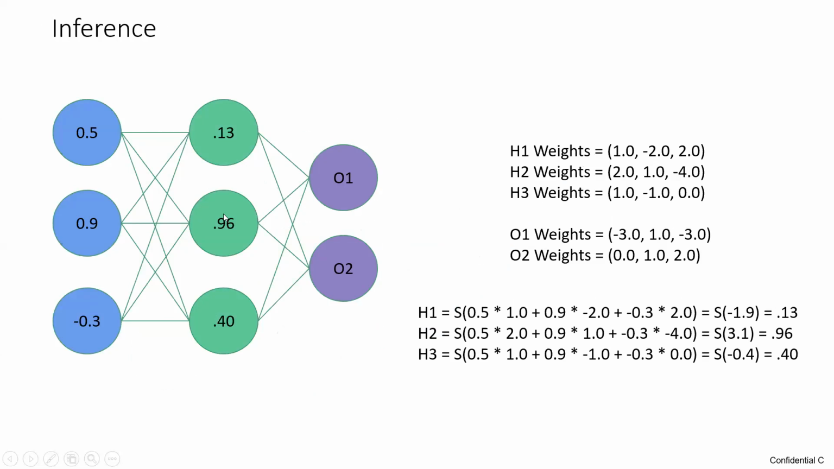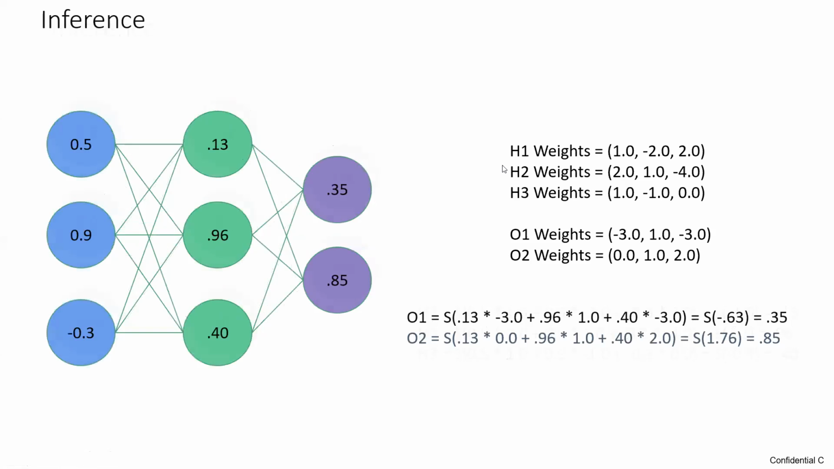Then similarly for the H2 neuron: 0.5 into 2 and 0.9 into 1 plus minus 0.3 into minus 4. You'll arrive at the value of 3.1. Similarly, you compute the sigmoidal activation function, and similarly you compute for H3. So from the input layer, we were able to compute the hidden neuron values. The next layer in the network is the output layer. Similarly, we'll have O1 and O2 weights, you do a dot product, and you will get the output neuron values, which are 0.35 and 0.85.